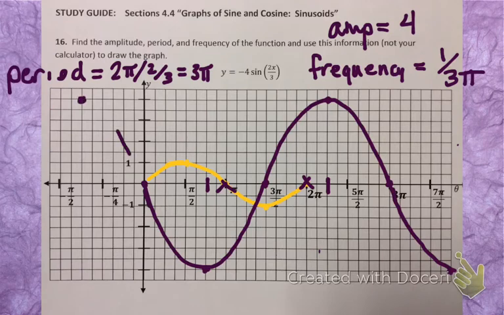So now I'm going to smooth that out and continue the pattern to get a sketch. And that last little bit didn't look very good. Let me see if I can make that smooth. And that's not too bad. So there is our graph.